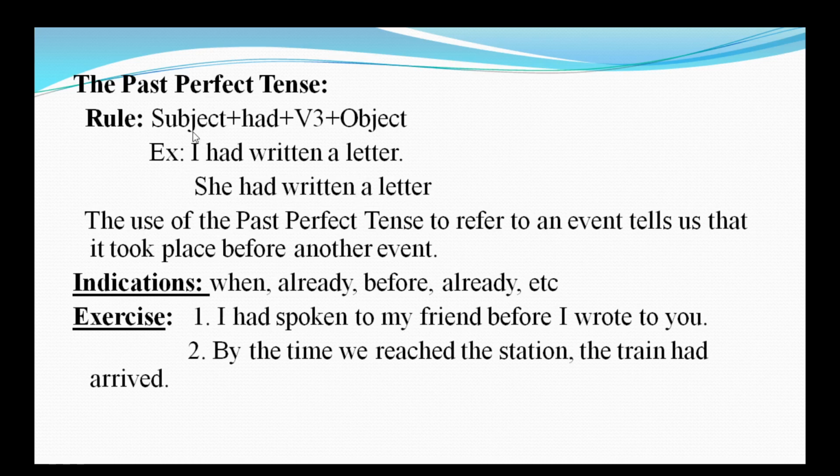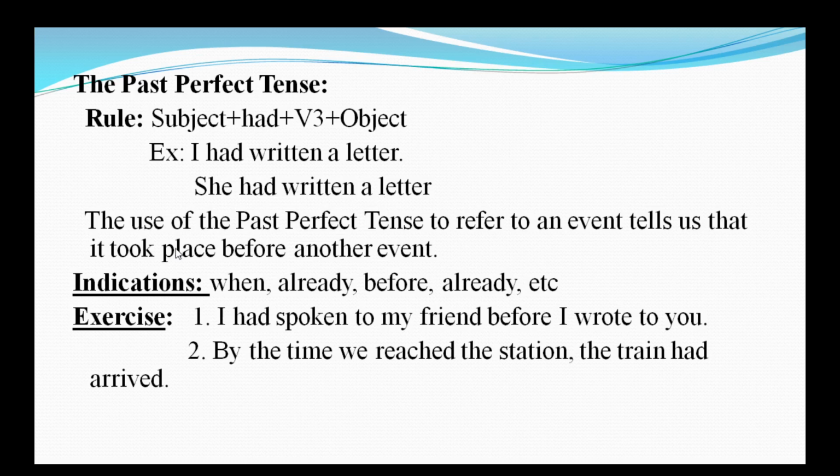Here, I is the subject, had is the past perfect tense of the auxiliary verb, written is the main verb which is V3 in condition, a is an article, letter is the object. In the similar way, she is the subject, had past perfect tense of the verb, written V3 in condition, a is an article, letter is the object.